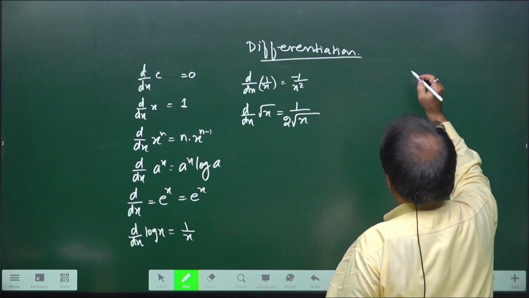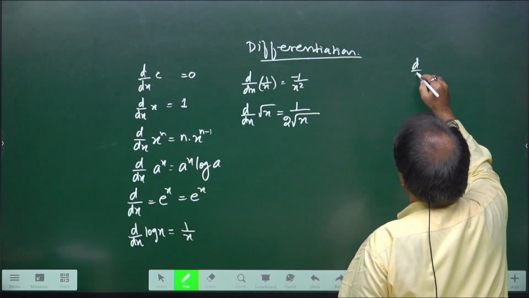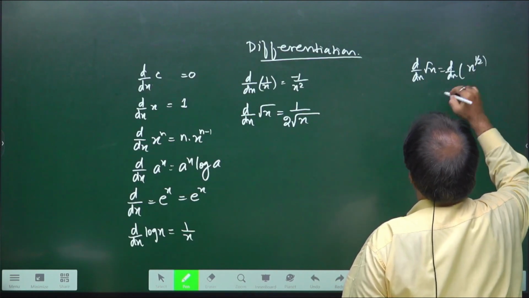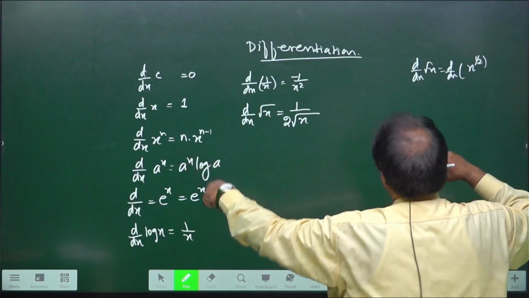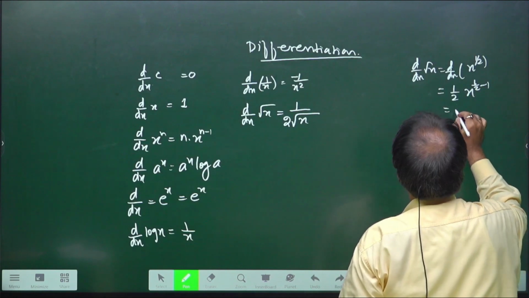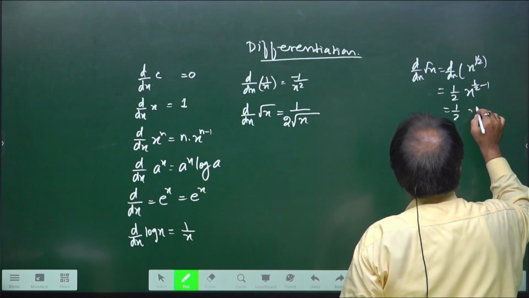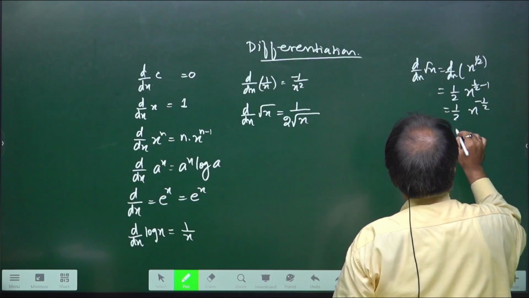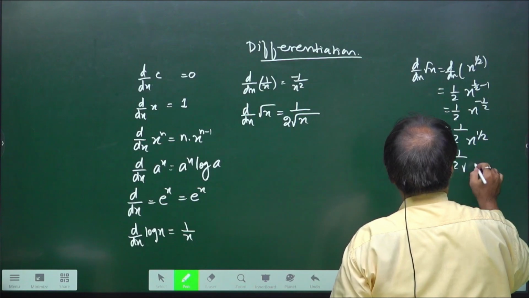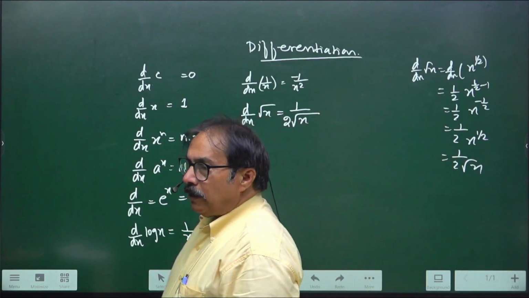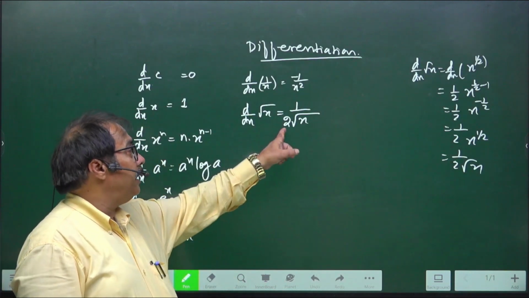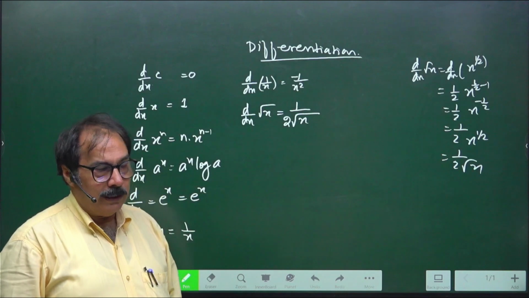Because the derivative of root x means d by dx of x to the power 1 by 2. Now apply this identity. So this is 1 by 2 x to the power 1 by 2 minus 1, so it is 1 by 2 x raised to the power minus 1 by 2. So it is 1 by 2 and the positive x to the power 1 by 2, so 1 by 2 root x. So whenever the question is given in the form of a root, this can be written as 1 upon twice of this root function, whatever the function is.